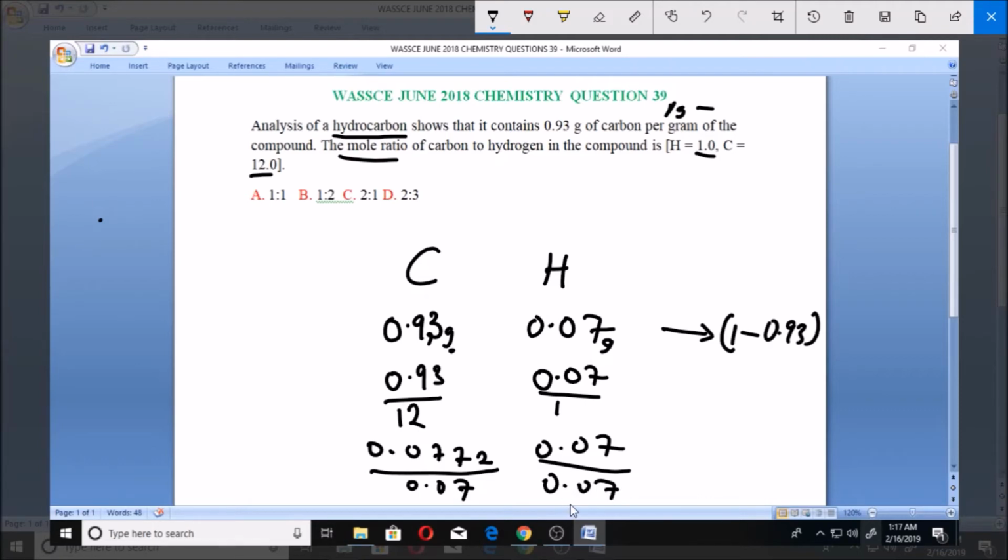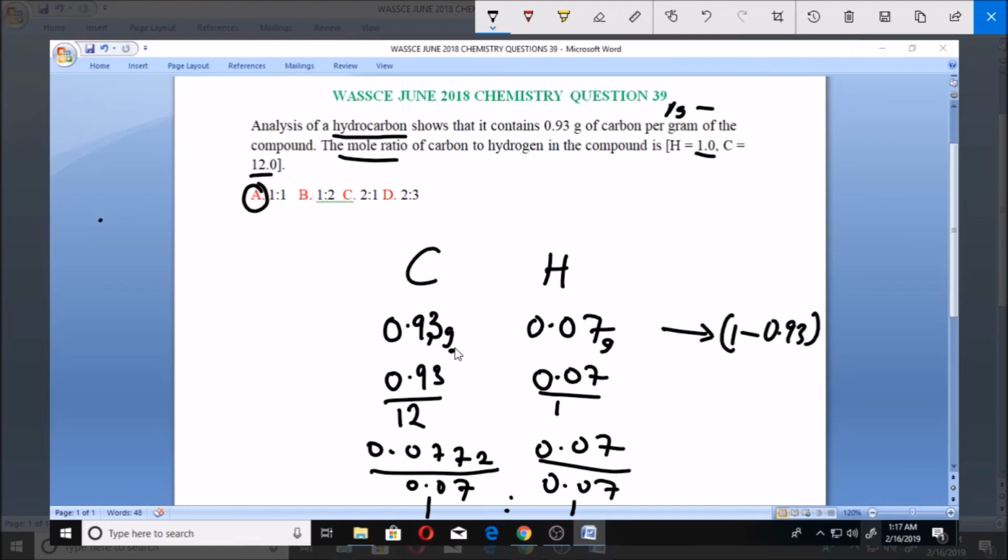If you divide this, you're going to have 1. If you divide this, you're also going to have 1. So we have 1:1 as the ratio. So the answer becomes A, 1:1. So you can see the process that we went through in order to arrive at this.